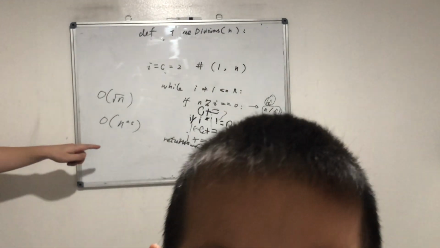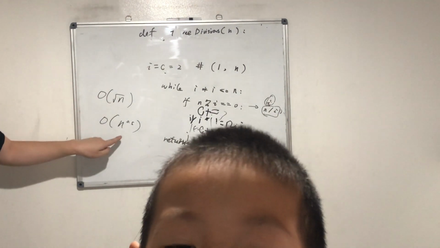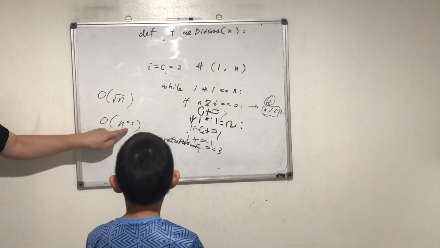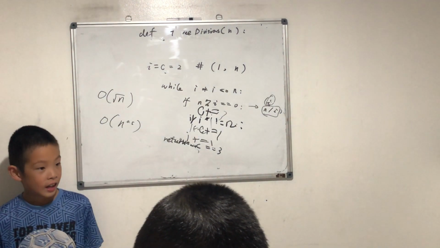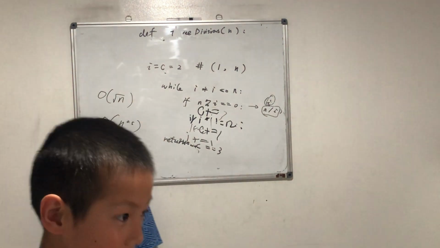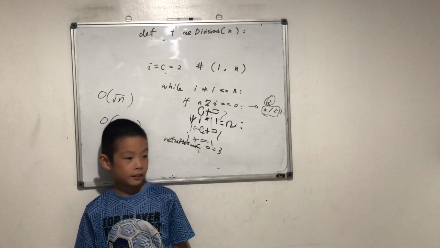Or you can write it O(n) to the power of 0.5. Everybody, square root is actually this one, yeah? O(n) to the 0.5. Got it? Okay. What's the space complexity? O(1). Well done.